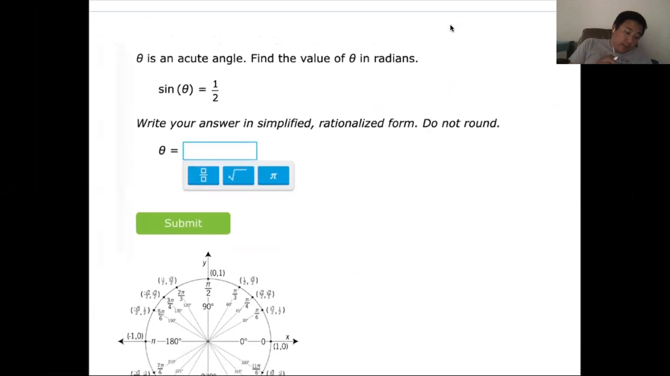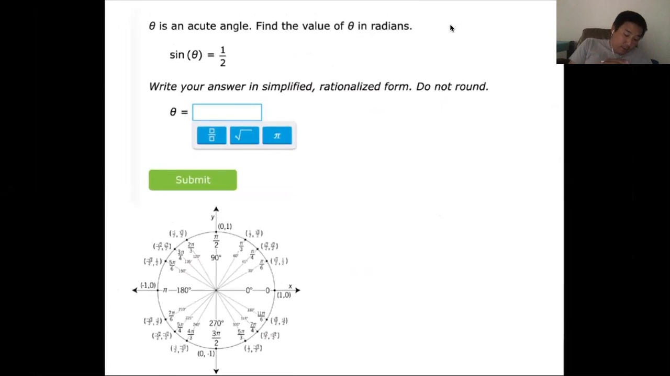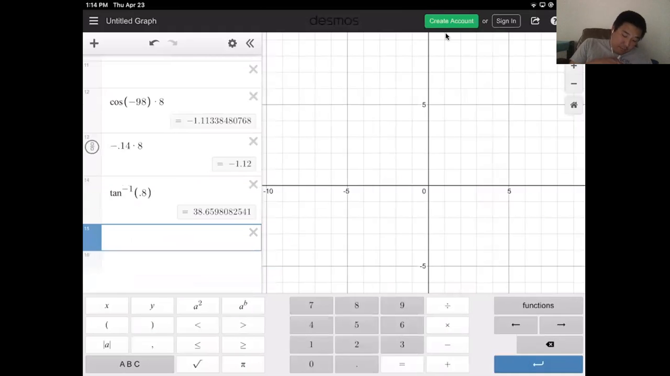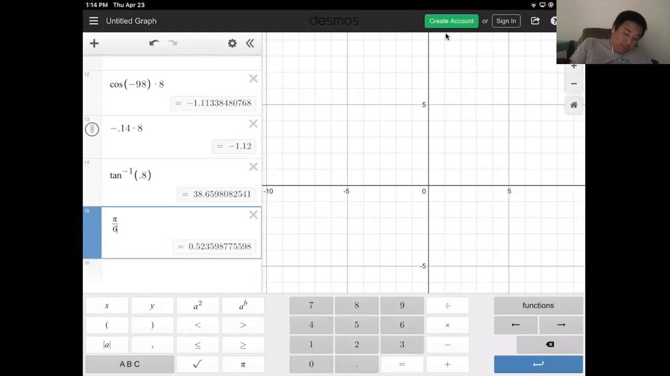And it is an acute angle when you want sine is equal to 1/2. So we want when y equals 1/2. What's there or there? It's an acute angle, so we want pi over 6. Sine of 0.5, which is 1/2. So it's the same thing. But they want it in radians, so it's going to be pi over 6. But they want it as a decimal, so you need to type in pi over 6 as a decimal. 0.52.